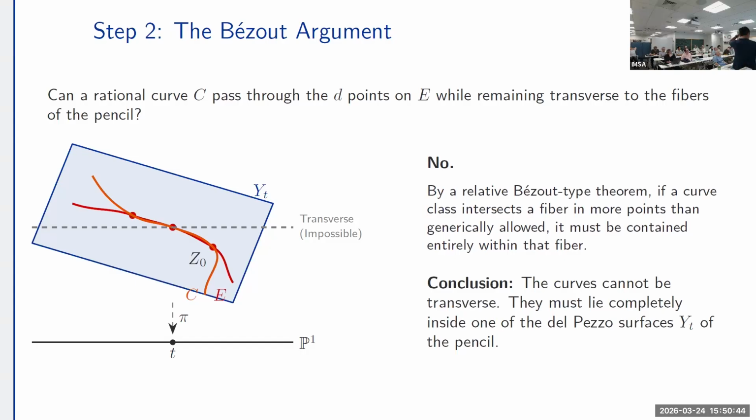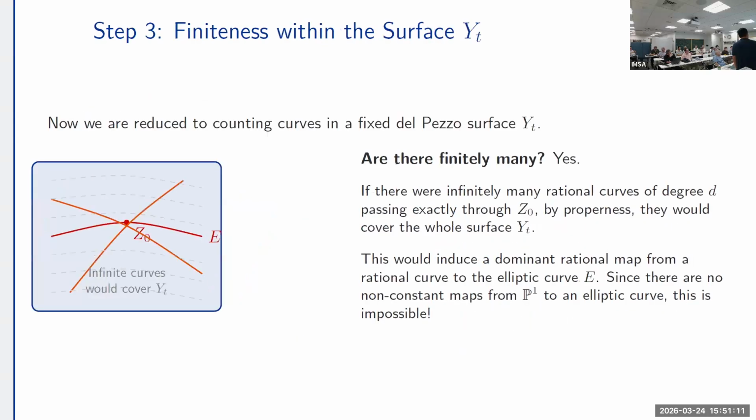And he used something like the Bezout theorem, basically saying that if a curve vanishes in more points than generically allowed, it should be forced to be on one surface of this pencil. So the conclusion is that the curves cannot be transverse. They must lie completely inside one of the surfaces of this pencil.